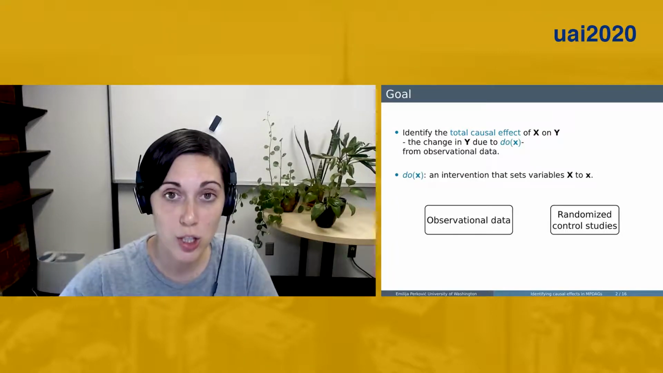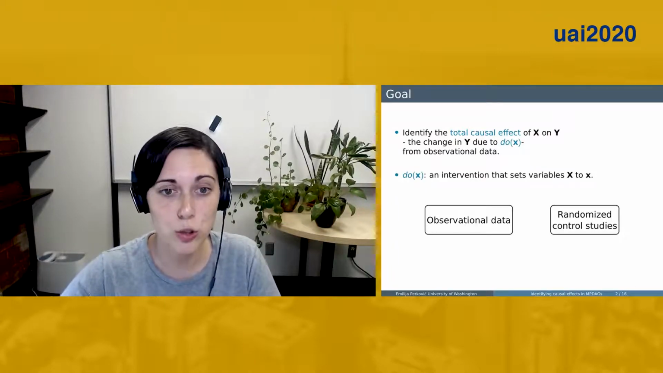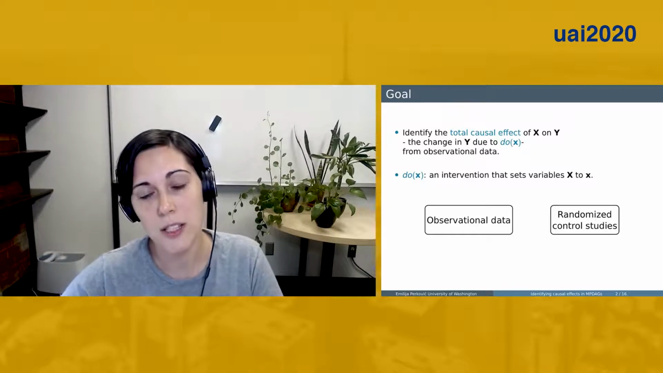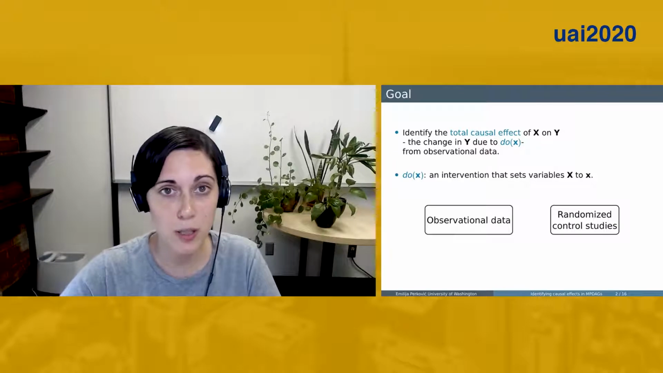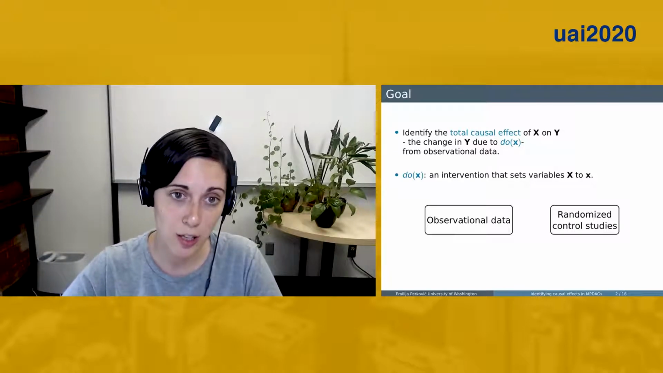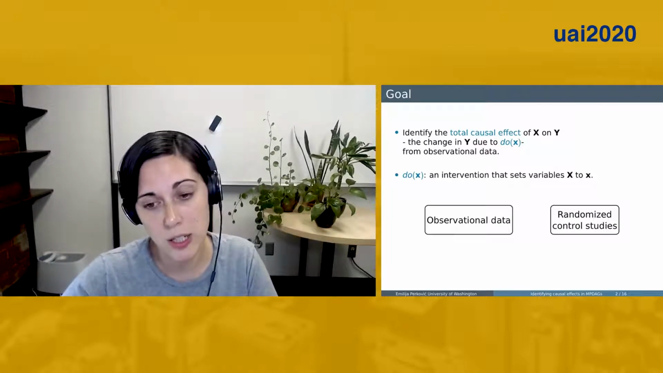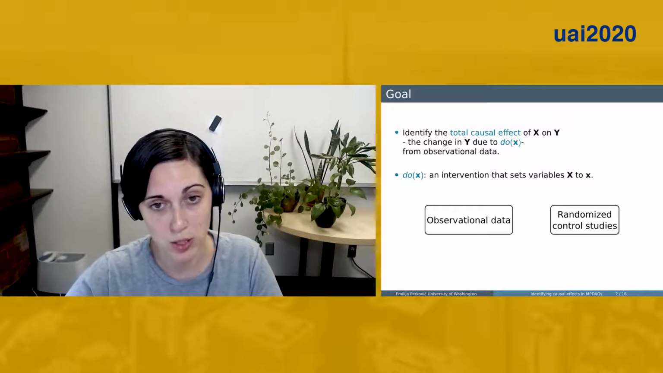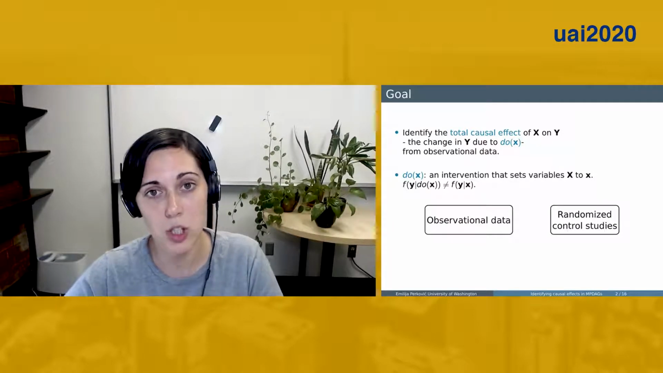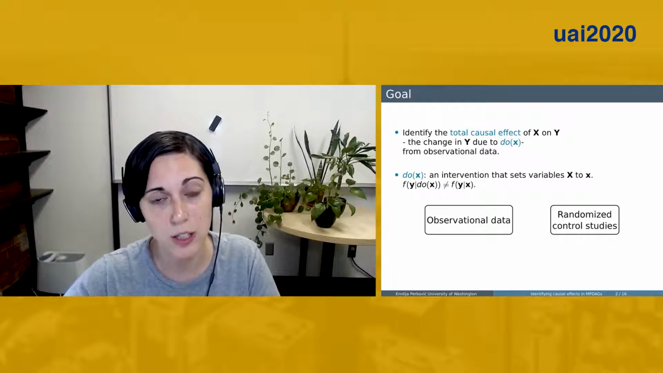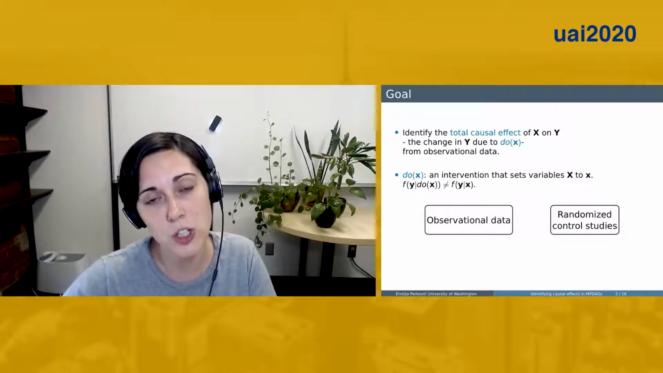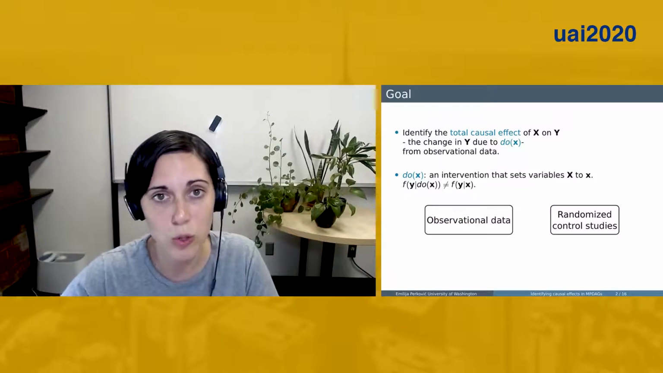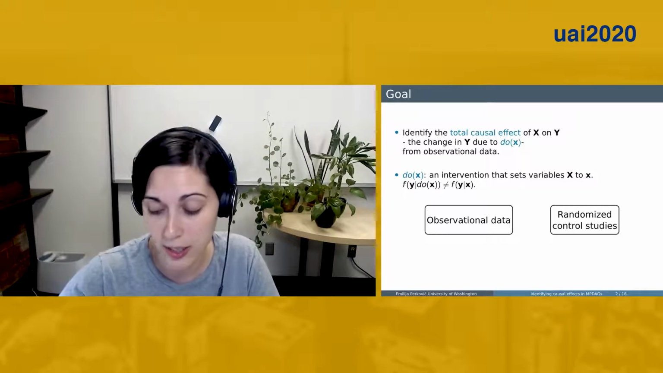So what's the total causal effect? It's some change that happens in the response due to an intervention that sets some exposure variables X to a fixed value x. We want to estimate this from observational data, whereas this is usually the setting that you have in randomized control studies. The main challenge is that the interventional distribution of the response is different from an observational distribution of the response, or even an observational distribution of the response conditional on X.